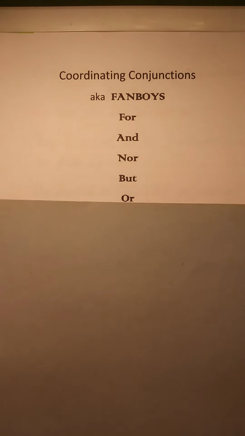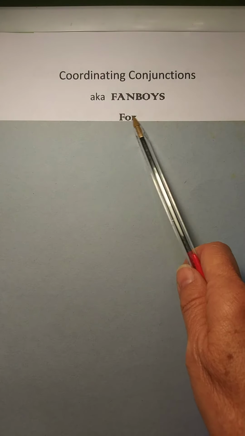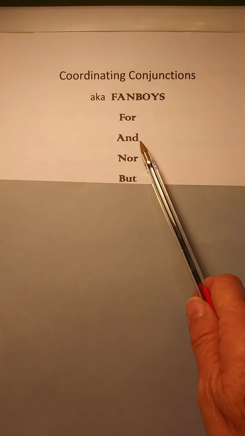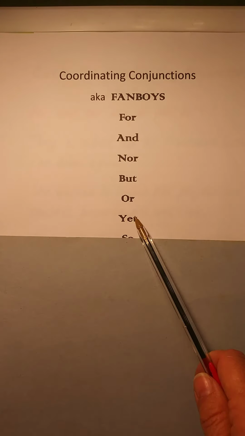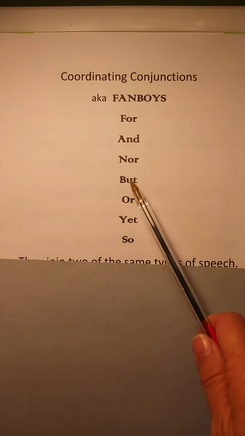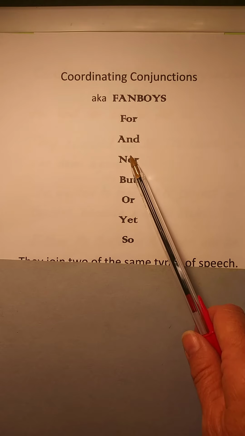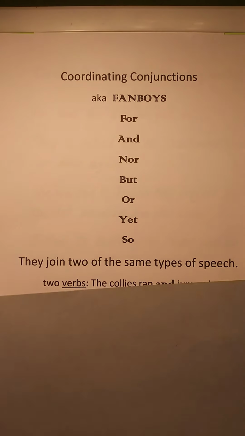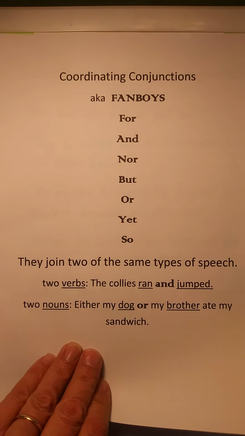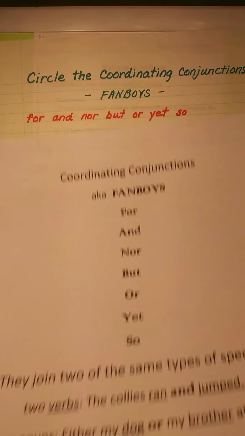So, what are they? Fanboys. Say it with me. Fanboys. For, and, nor, but, or, yet, so. Get a good idea of these. Memorize them. Because on your test, you're going to have to find them and circle them in a sentence. Like we did last time.